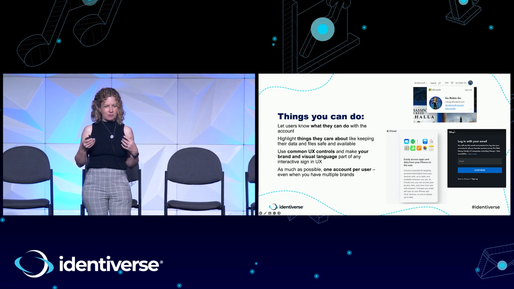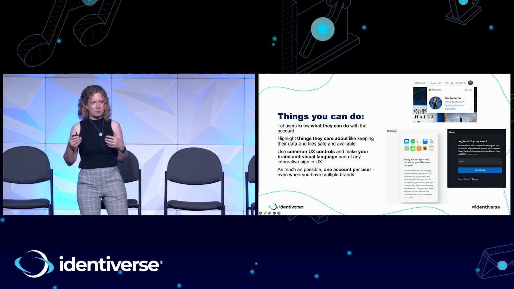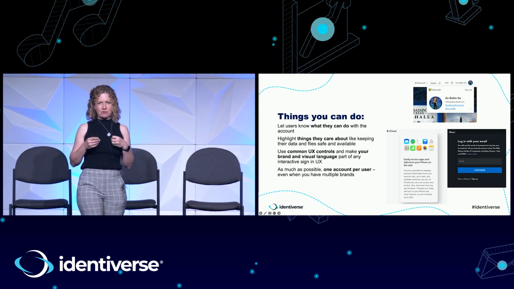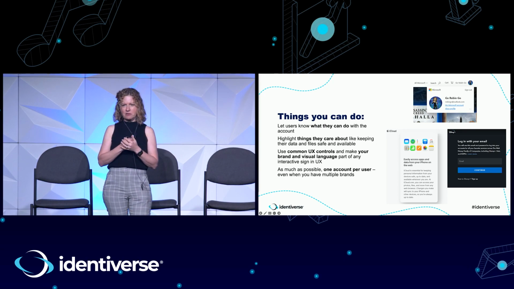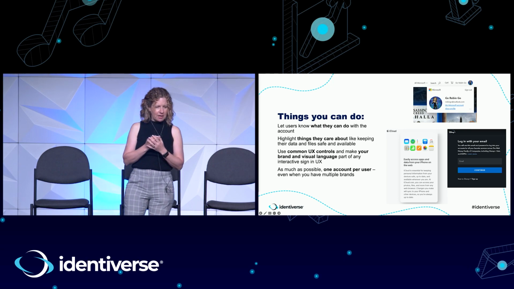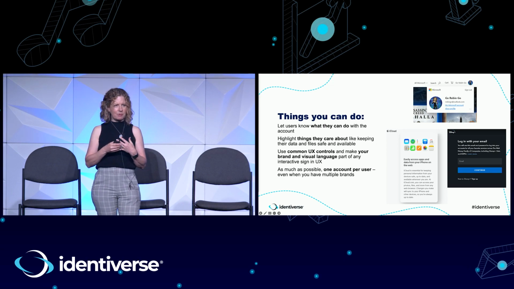So these are things that are very important, especially if you have multiple brands in your ecosystem. You've got to let users know what they can do. You've got to highlight the things they care about. For example, keeping their data and files safe, or being able to make purchases, secure their financial information or their health and patient data, whatever it is that you're securing. Let them know that there's value in having this account. And then in terms of the UX design, make it as integrated as possible with your company's brand and look and feel, so you establish credibility around the user experience as well.